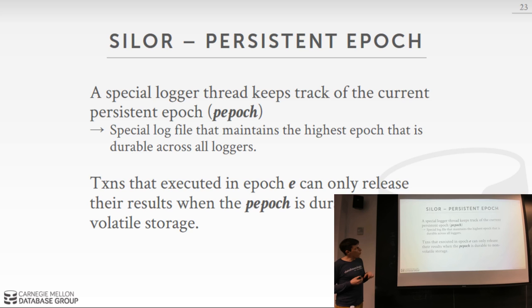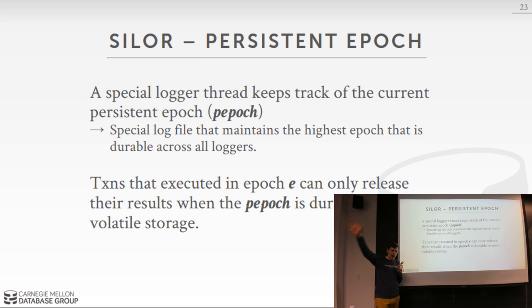The one thing they throw into the system, though, is this thing called the persistent epoch. They're going to have one thread in the entire system for all sockets that keeps track of the highest epoch that has been flushed out by all of the sockets in my system, by all the logger threads. And so what will happen is that a transaction that executed during a given epoch can only be fully committed and acknowledged back to the application when the persistent epoch, which is greater than or equal to this, has been written out.